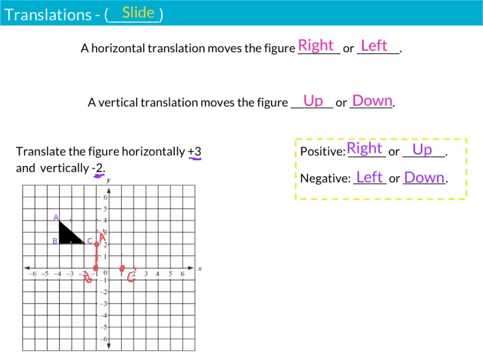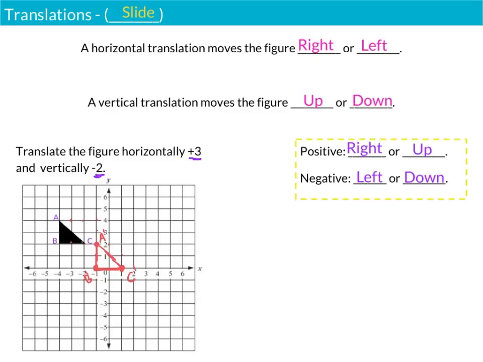Now notice I'm going to connect all my points, and I'm going to make a triangle. I'm going to make a triangle that looks exactly like the triangle that I had above. It's going to be the same shape, it's going to be the same size, it's going to be congruent. All that happened is that I moved my shape. I slid it across my coordinate plane.